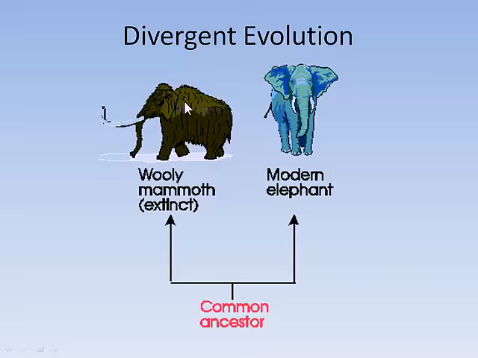stocky body, and small ears to conserve heat. Members of that original species that lived in warmer climates developed very large ears. They became taller and not quite as stocky as the woolly mammoth, and virtually no hair. And this was to help them deal with hot climates.